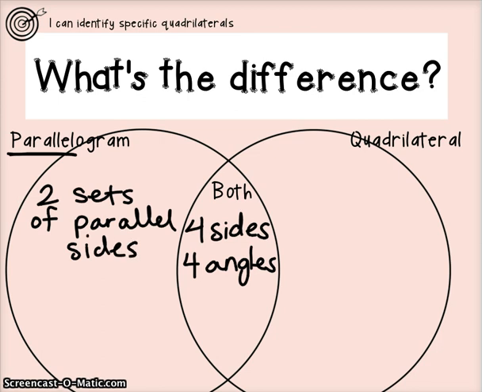Okay. I'm noticing that a quadrilateral doesn't have any unique characteristics to itself. That is because a parallelogram is a type of quadrilateral with 4 sides and 4 angles. That is the difference between a square and a rectangle and a parallelogram and a quadrilateral.